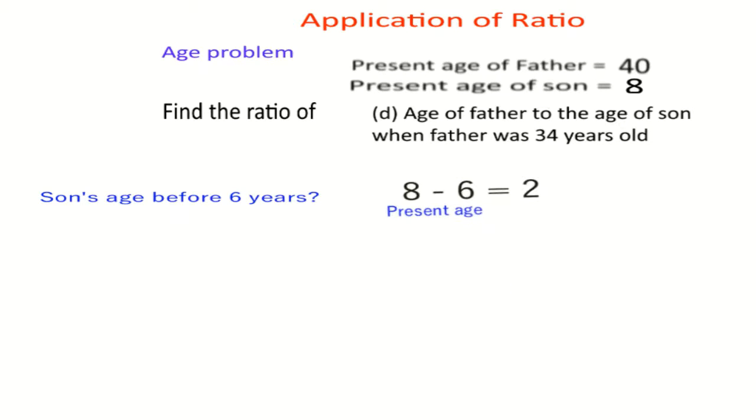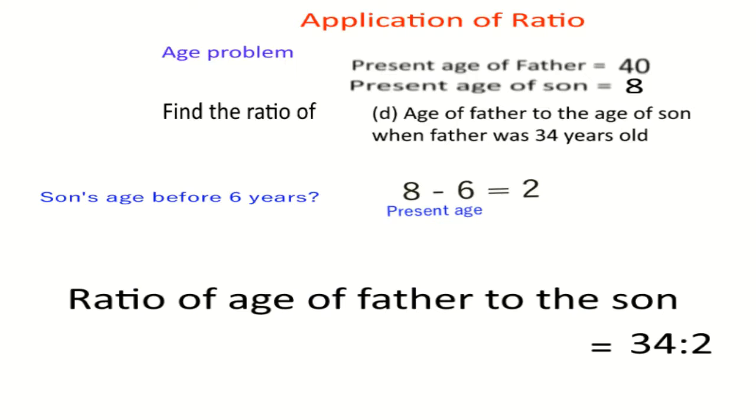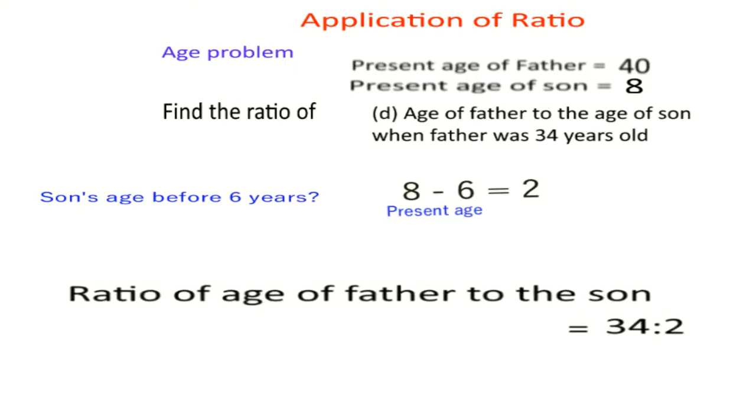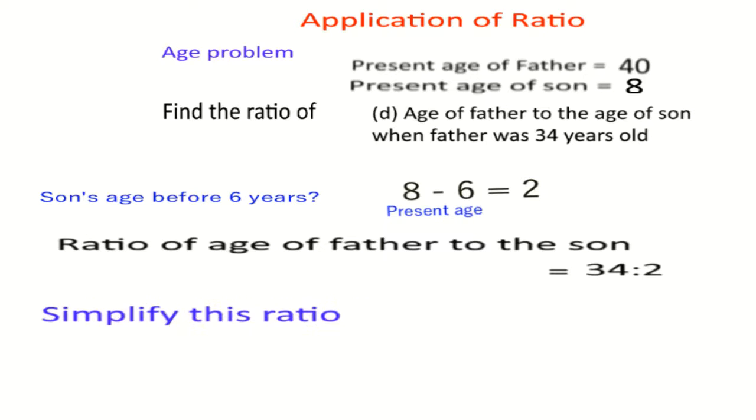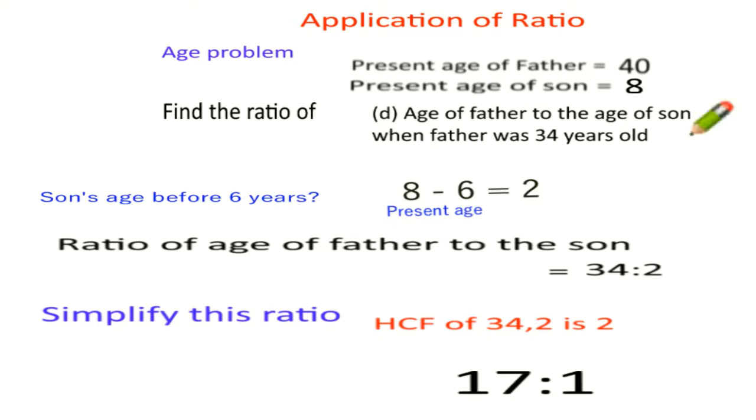Now we know son was 2 years old when father was 34 years old, so the ratio of age of father to the son is 34:2. Next we can simplify this ratio. Since the HCF of 34 and 2 is 2, we can simplify the ratio by dividing 34 and 2 by 2, and we will get 17:1. So the ratio of father to the son when father was 34 years old is 17:1.